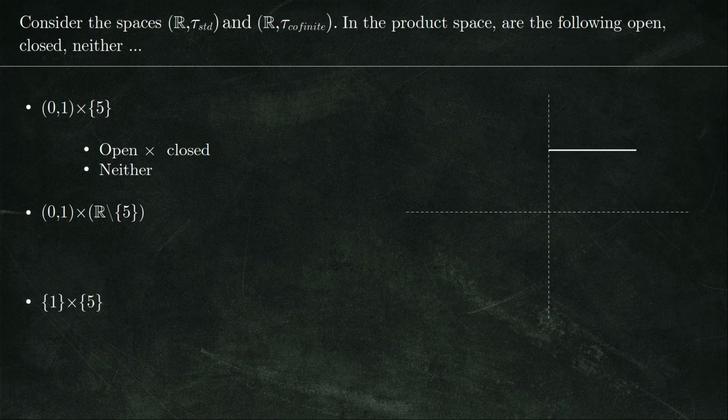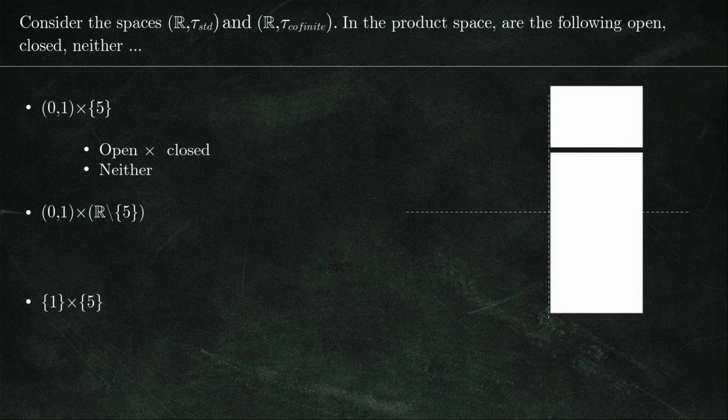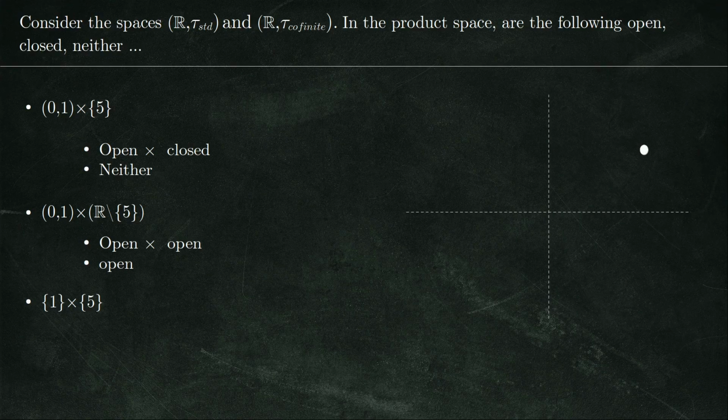Okay, now you've had a go. All right, so for the next one, the set looks like this. And this is open cross open, and so is open. For the next one, you have closed cross closed, so it's closed.